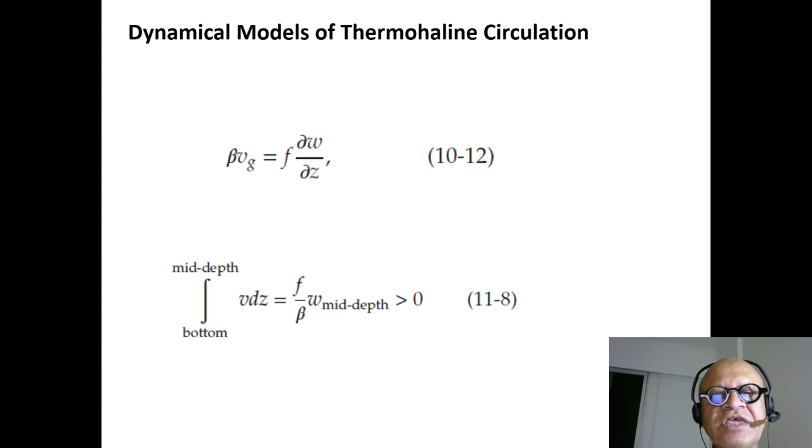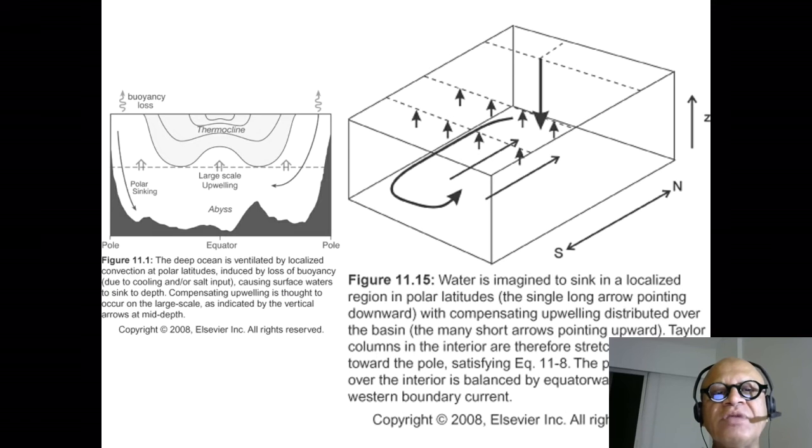So the integrated meridional transport has to be positive as well. Essentially, it means the sinking water is compensated by northward movement in the interior as an integrated transport from the bottom to the mid-depth. Okay, that's kind of what we had been looking at: the thermohaline structure with the upwelling doming and the convergence and pushing by the subtropical gyres down.